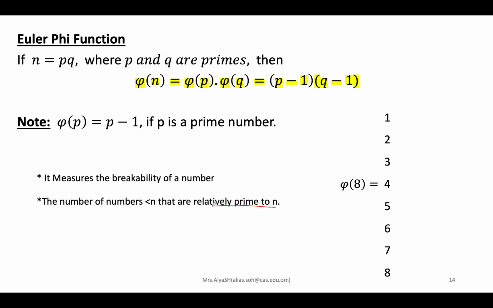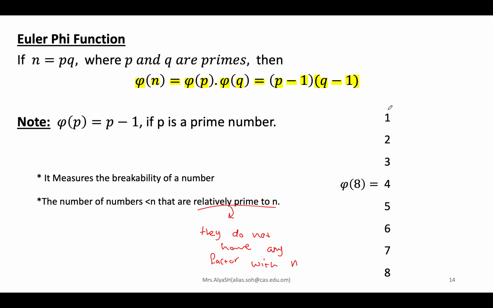What do we mean by relatively prime to n? We mean that they do not have any factor in common with n. So relatively prime to n means that the number does not have any factor with n.